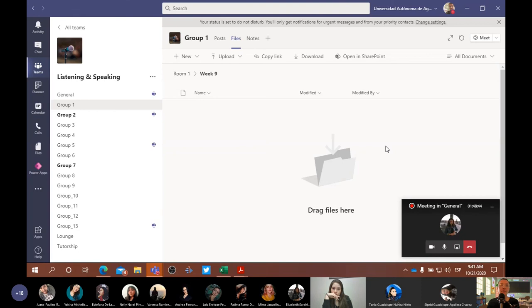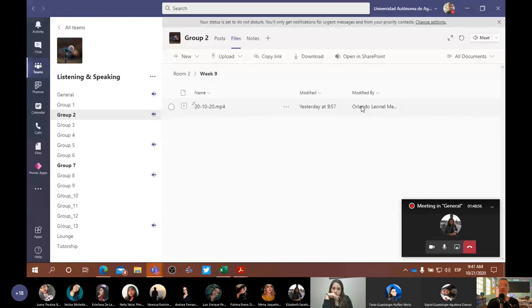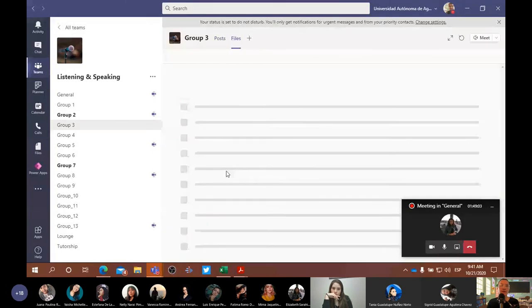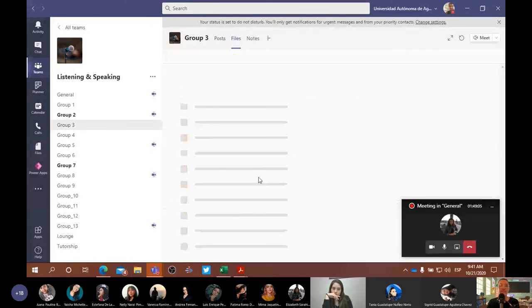Group two, I'm looking under files. Okay, so this is from their activity from yesterday. Okay, group three, files, week nine.